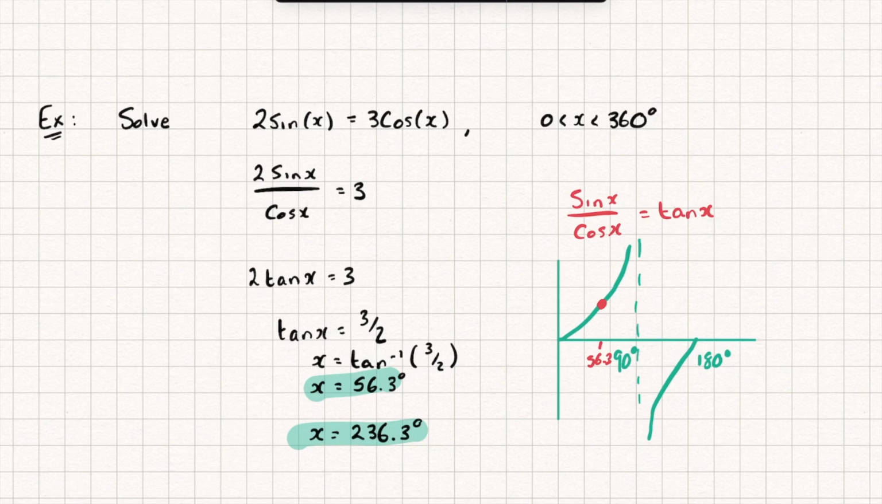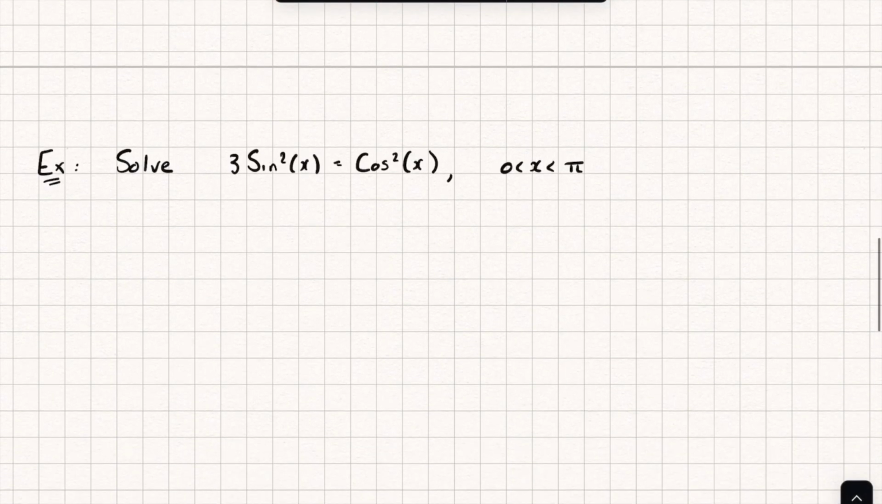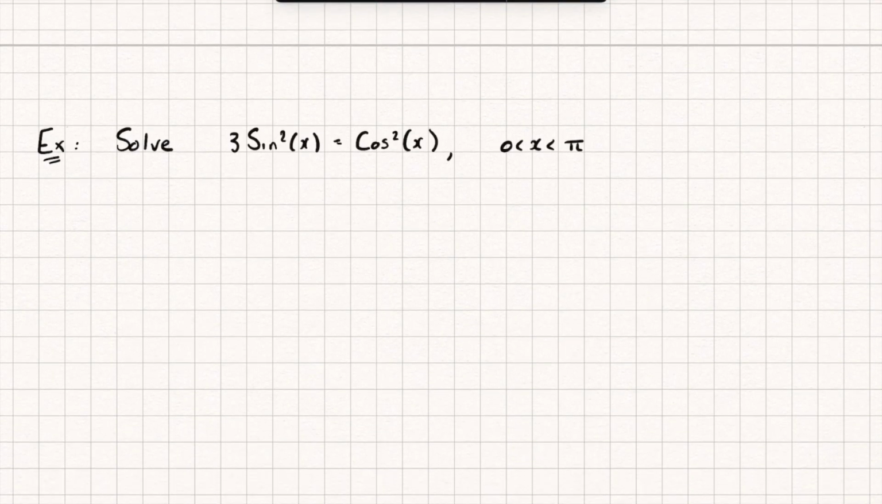And we're done. Let's now look at the second question, where we're solving 3 lots of sine squared of x equals cosine squared of x between 0 and pi. So this time we're solving in radians, so it might be a good idea to now change our calculator to radians mode. Now, to actually solve this equation, I have a couple of options.